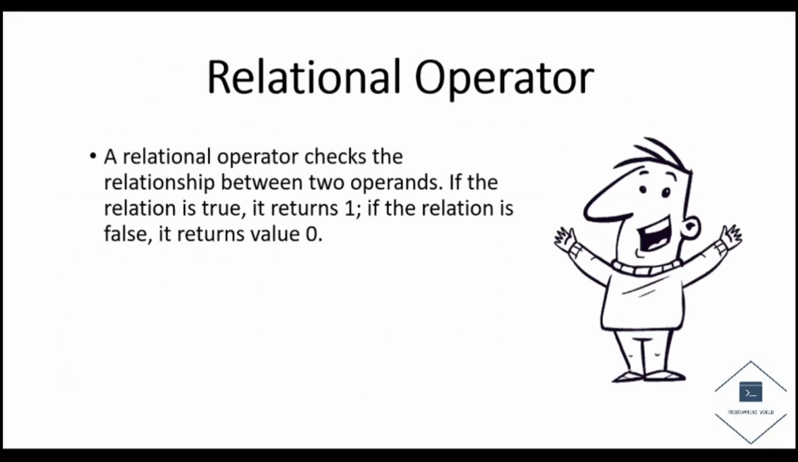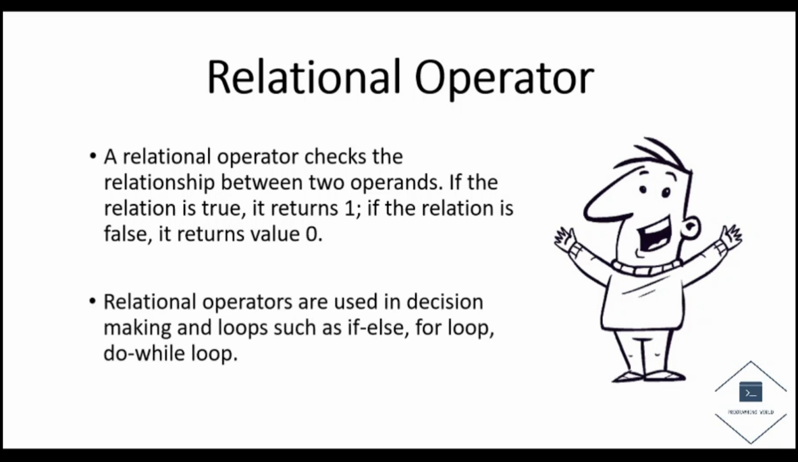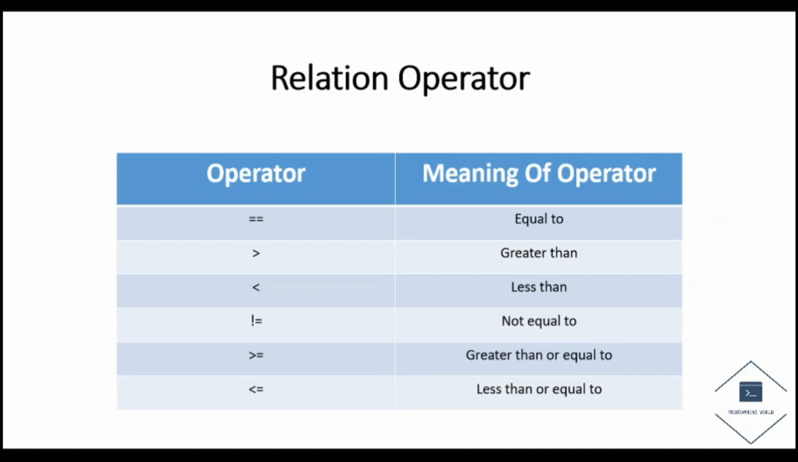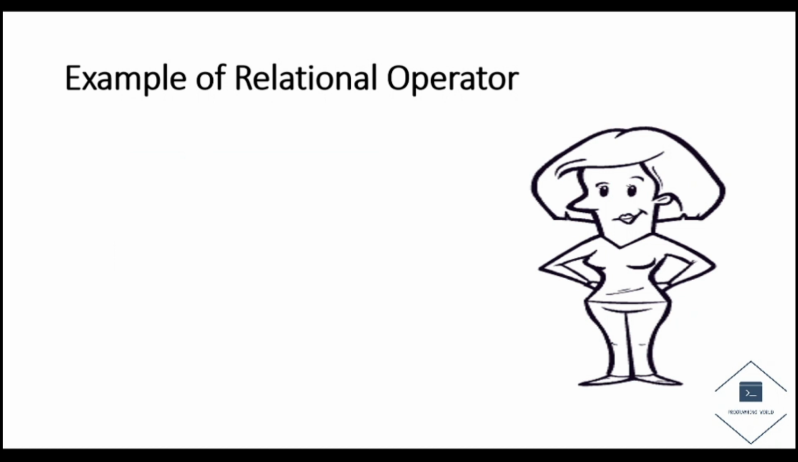Relational operators. A relational operator checks the relation between two operands. If the relation is true, it returns 1. If the relation is false, it returns 0. Relational operators are used in decision making and loops such as if else, for loop, do while loop. Relational operators are as follows: equal to, greater than, less than, not equal to, less than or equal to, greater than or equal to. Now we will see examples of relational operators.